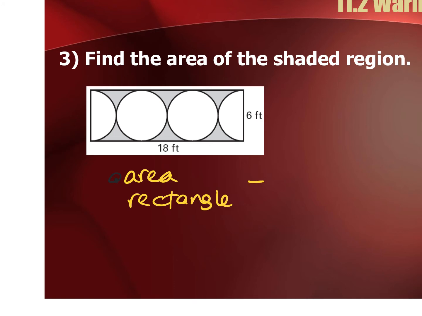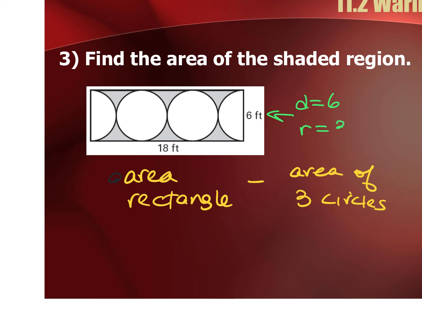And then I'm going to subtract the area of the three circles. Because if you think about it, this little half here with this half makes a full circle. So I actually have 3 circles in my rectangle here. So now, my diameter is right here. The diameter is 6. But remember, for the formula of a circle, the area, I need a radius. So I need to divide that by 2 and make the radius 3.